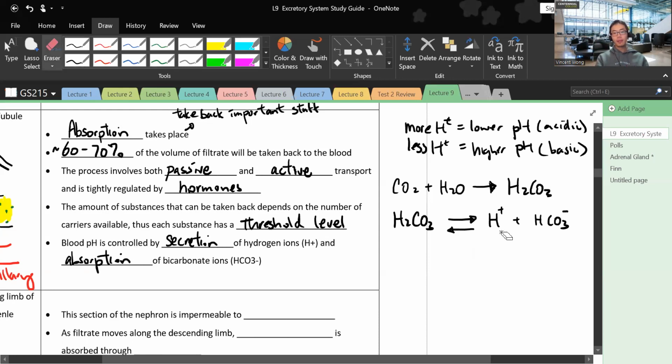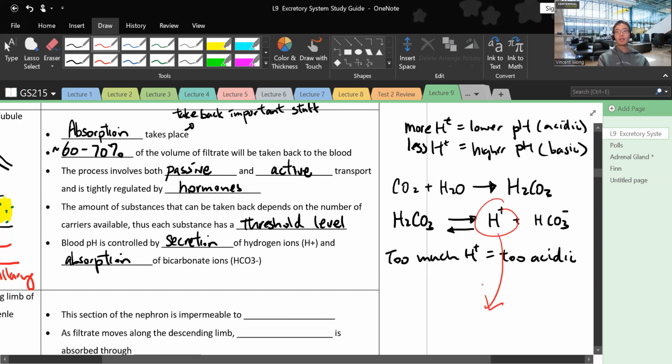So how is this helping? Well, if we have too much H+ in our blood, that means it is too acidic, right? So what can we do? We can do secretion of H+. We can take the H+ from the blood and then get rid of it. By removing H+ from the blood, you will make the blood less acidic.